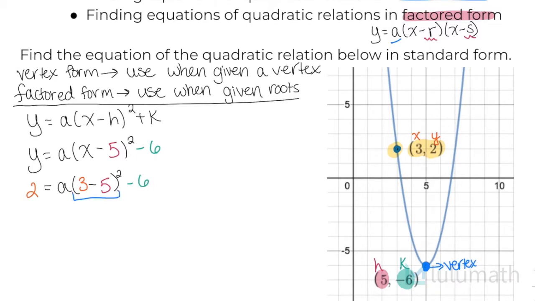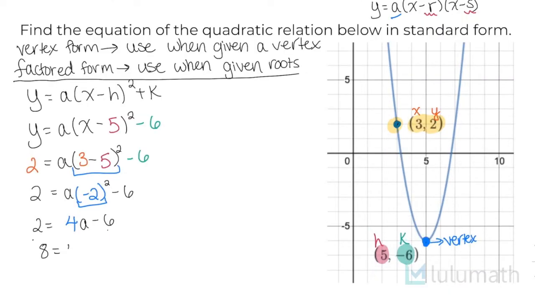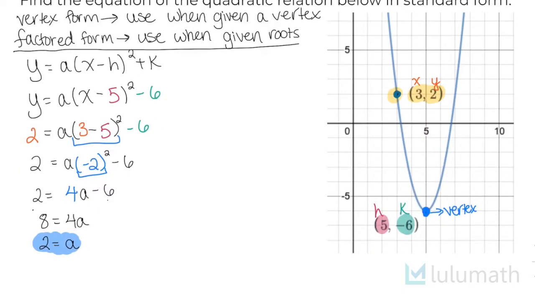So here I know 3 minus 5 is -2. And then when I square this -2, I end up getting +4. So I'm going to rewrite this as 4 times a. I will add the 6 to both sides. And when I add the 6 to the left side, I get 8. And then -6 plus 6 is nothing, so it cancels out. So that means that a is equal to 2. And that can go in right here. So y will be equal to 2 times x minus 5 squared minus 6.